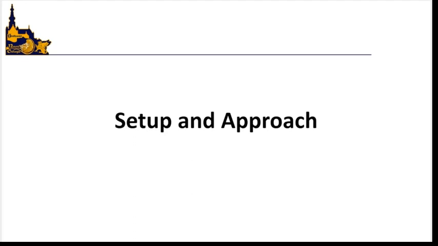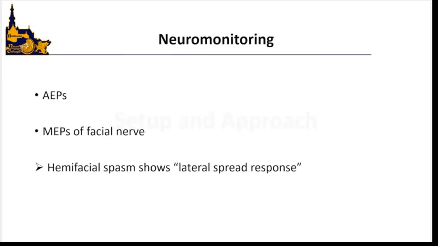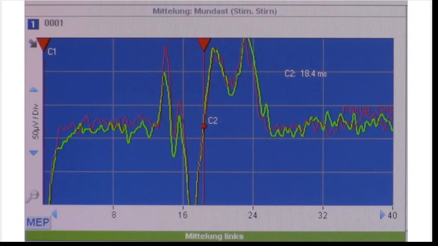The procedure is performed under general anesthesia with the head sharply fixed in the Mayfield clamp. Neuromonitoring for the facial nerve and EPs are installed. In facial nerve monitoring, hemifacial spasm shows lateral spreads, a sign of abnormal muscle response resulting from ephaptic spread of impulses between the facial motor axons at the site of vascular compression.